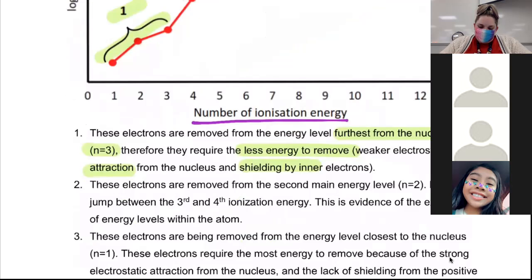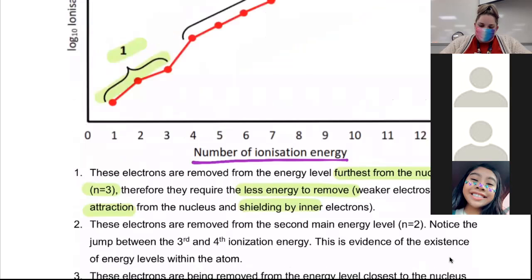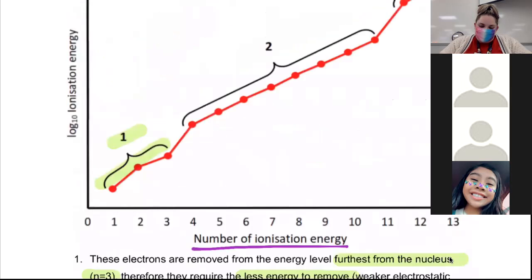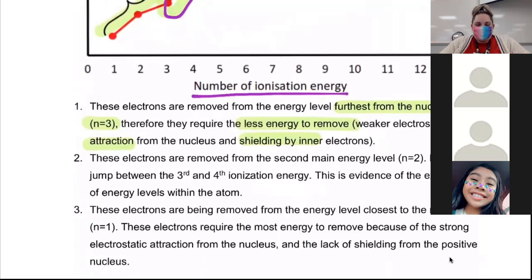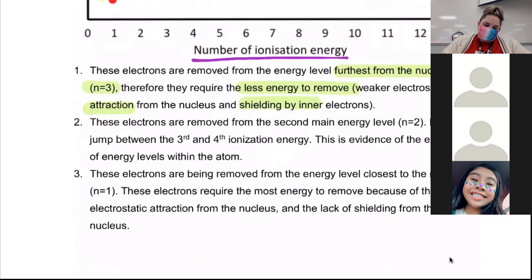Okay, after the third one, if you notice right here, there's a bigger jump. It's still going up, but it's a steeper slope than between the first 3 electrons. And the reason the slope is a little steeper there has to do with our electron configurations and where the electrons are located. And that's kind of what this next section here on number 2 says.